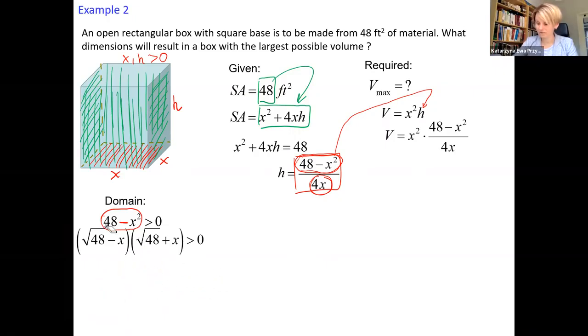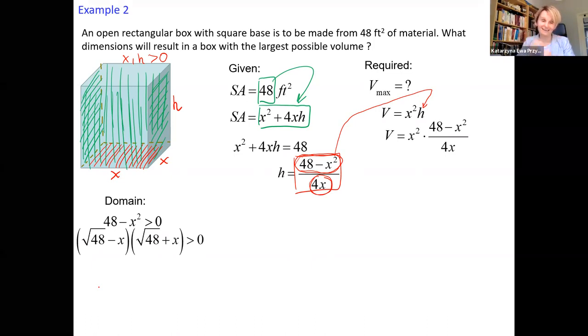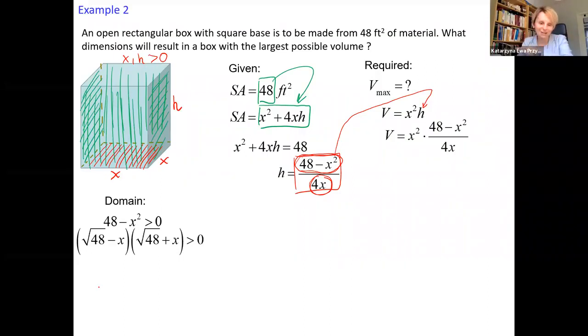And this goes down. All of the values will be lower. The local maximum value will give us the absolute maximum. That's what I wanted to say.